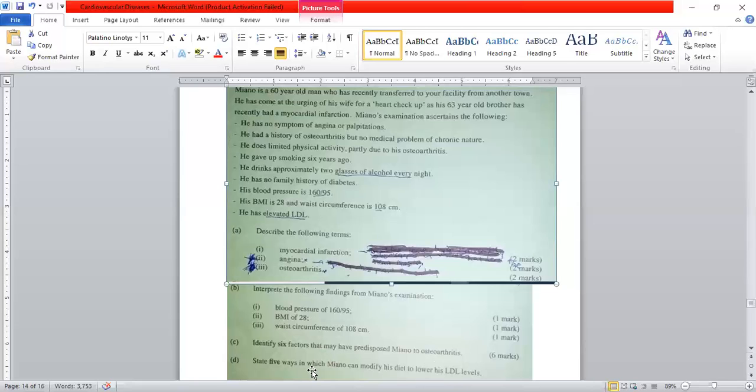Then we have to state 5 ways in which Miano can modify his diet to lower his LDL levels. Sarah, that is easier now.